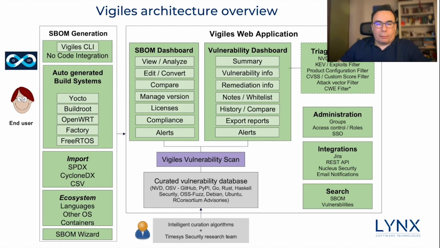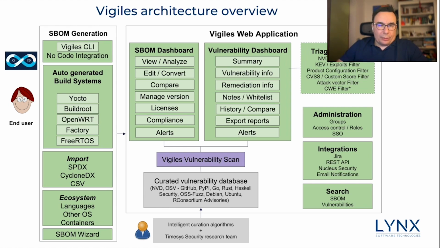But we also have a plugin for FreeRTOS, and there are other, of course, solutions, especially for ecosystems that allow you to generate SPDX or CycloneDX formatted SBOMs for perhaps languages such as Python, Java, JavaScript, and then import those SBOMs into Vigilus for vulnerability tracking. Right? So Vigilus has the ability to import SBOMs from the outside world and then manage those SBOMs for product releases, just like I described in the previous slide.